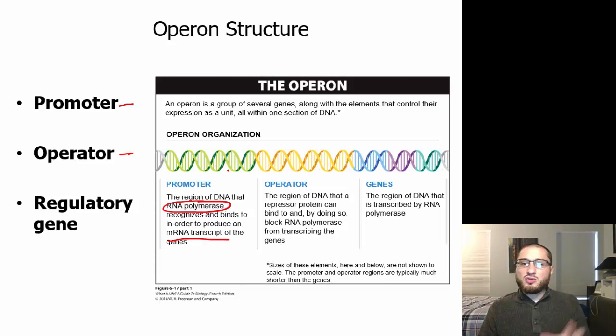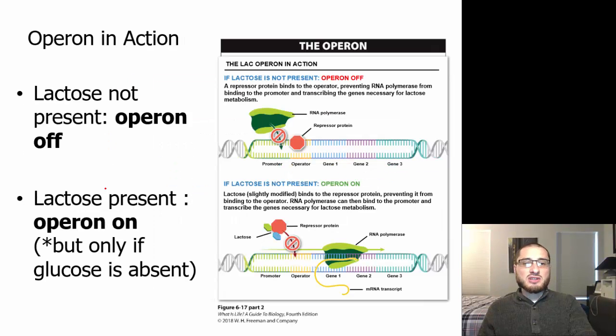Or you can have an operator, which is a segment that is going to repress. It's going to be a repressor protein, or this molecule that represses and it binds to, and then it's going to ultimately block the RNA polymerase, that enzyme that is there for transcribing the genes. So you have a promoter, you have an operator. Promoter is going to turn things on, operator is going to turn things off, and those are ways of changing gene expression.